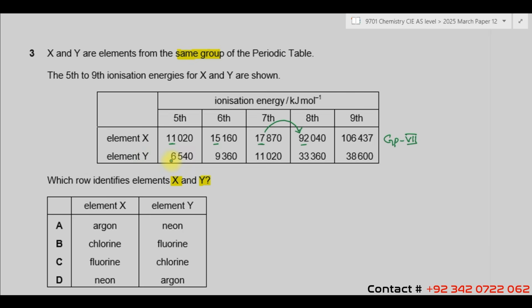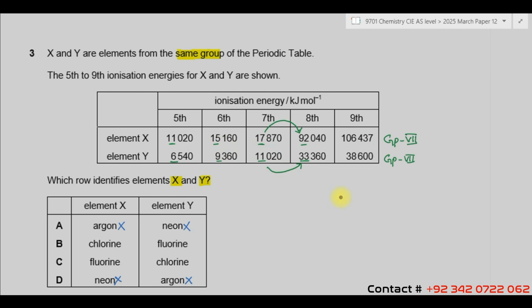Now looking at element Y, we have 6,000, 9,000, 11,000, 33,000. So again we can see there is a huge jump from 11,000 to 33,000. So there are 7 electrons in the outermost shell of element Y. So Y is also from group number 7. Let's look at the given options. We have argon, chlorine, fluorine, neon. Now argon belongs to group number 8, neon belongs to group number 8. So A and D are wrong. In B and C we have chlorine and fluorine, and fluorine and chlorine. Let's see which one is element X and which one is element Y.